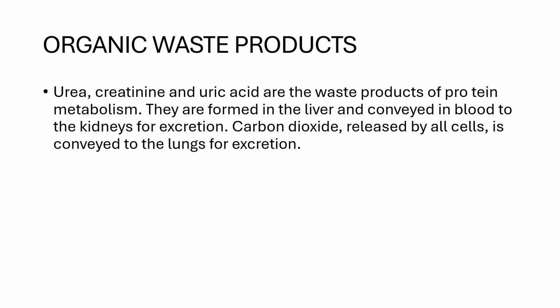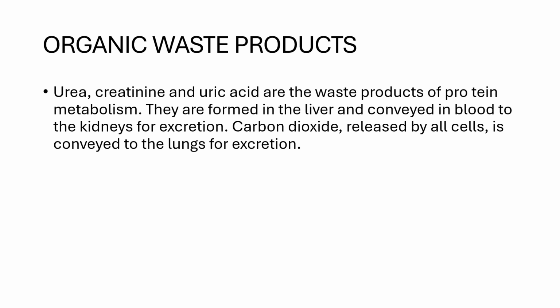Organic waste products, that's under the functions of blood. Urea, creatinine, and uric acid are the waste products of protein metabolism. They are formed in the liver and are conveyed in the blood to the kidneys to be excreted. Don't forget, when you take a proteinous food, it's digested, it's metabolized, and it is blood that will transport it to the liver.